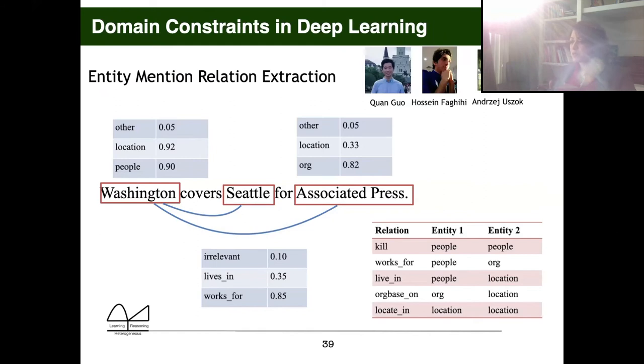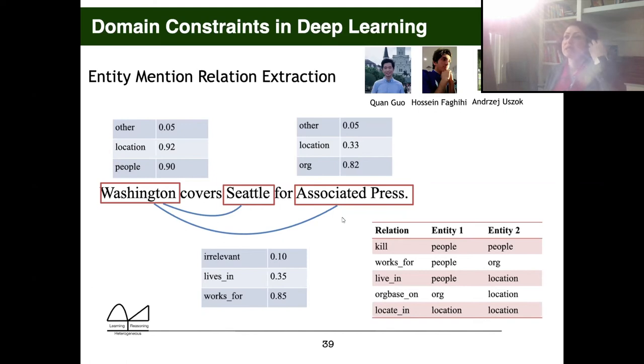And the last thing that I wanted to mention is going back to using constraints, actually. I started by looking at this ontology and showing you that we could use this logical constraint in our classical structured output learning. But this piece of work is about how we can use these domain constraints with deep learning.